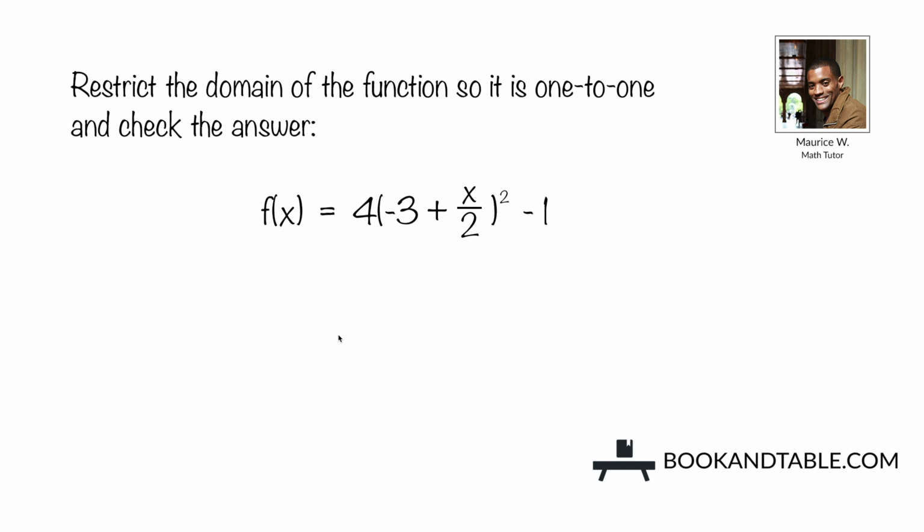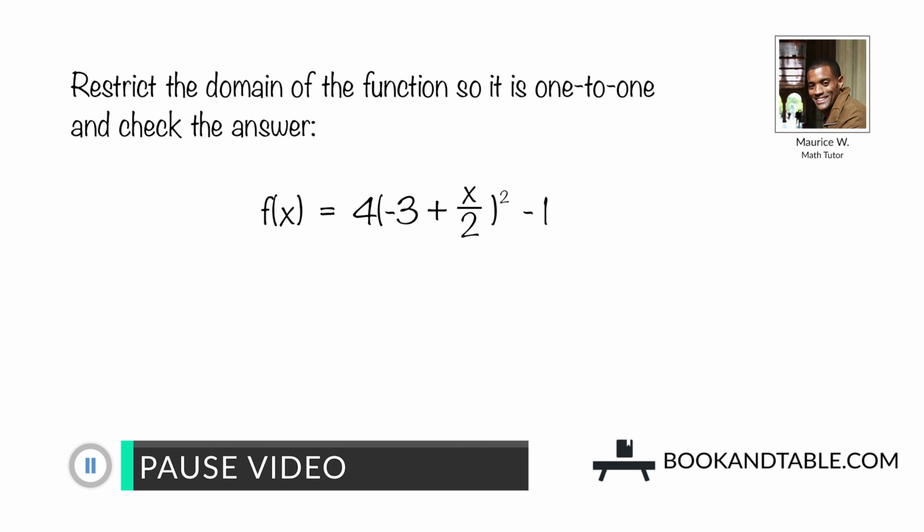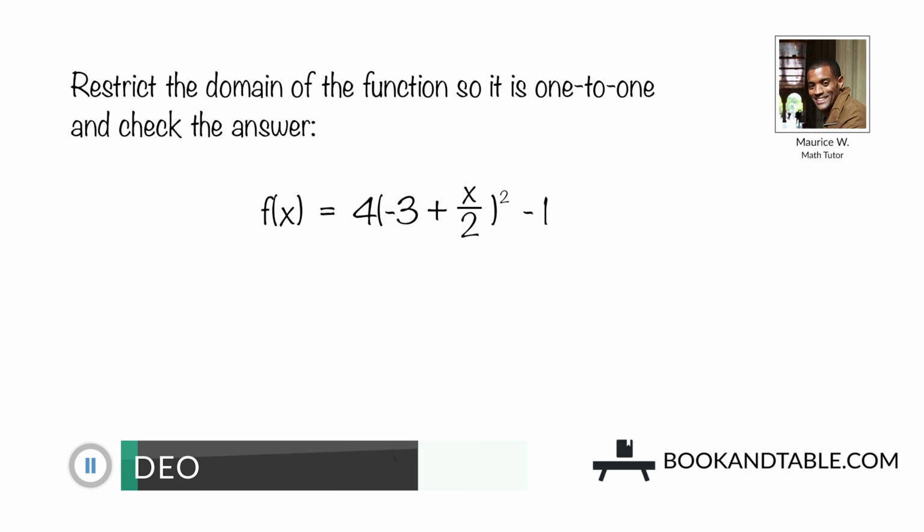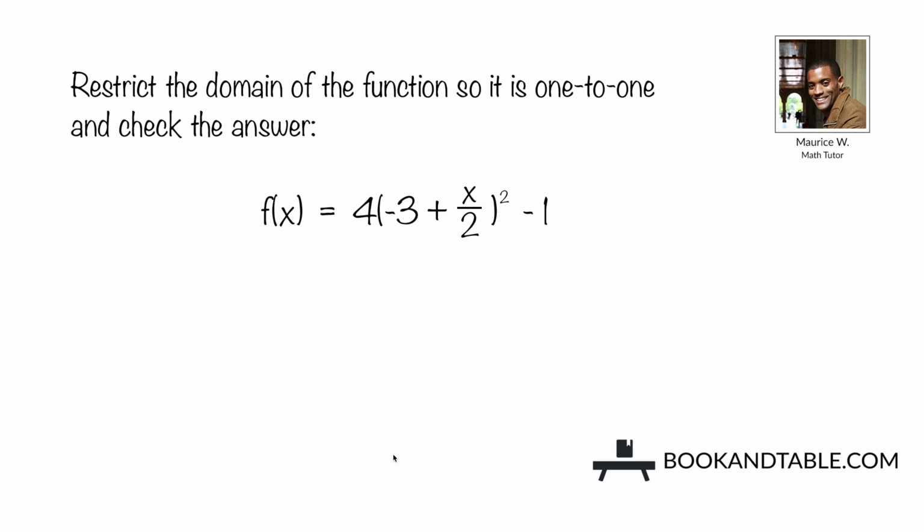Restrict the domain of the function so it is 1 to 1 and check the answer. And we are given f of x is equal to 4 times negative 3 plus x over 2 squared minus 1. Pause the video, answer this question, and then press play when you are ready to begin.